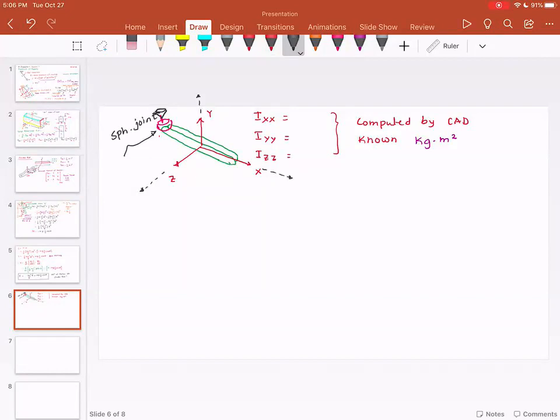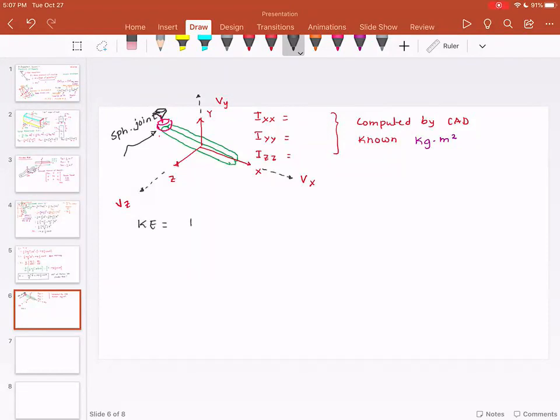Now, some of you may ask me, what does it mean when you have translation about X, Y, and Z? What I'm trying to say is, it could have Vz, it could have Vx, and it could have Vy. It may not be physically realizable in this particular configuration, but because of the nature of the spherical joint, you could have a component of linear velocity about Z, about X, and about Y.